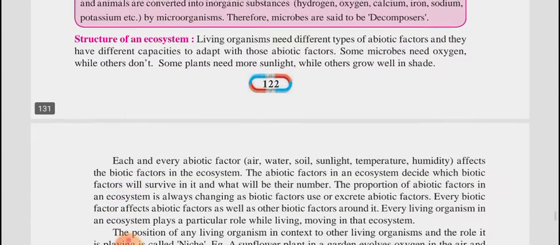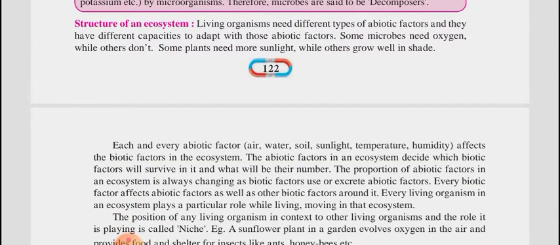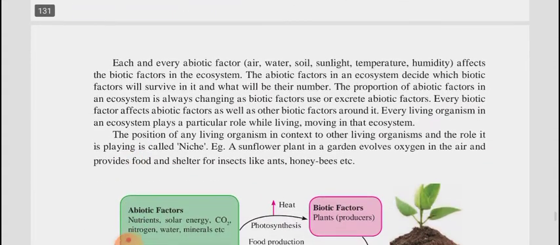Structure of an ecosystem: living organisms need different types of biotic and abiotic factors, and they have different capacities to adapt to those factors. Some microbes need oxygen while others don't. Some plants need more sunlight while others grow well in shade. So these are the different structures for each and every biotic factor.